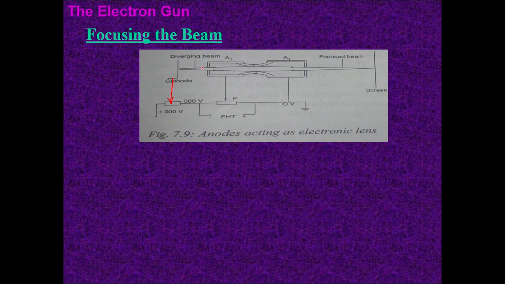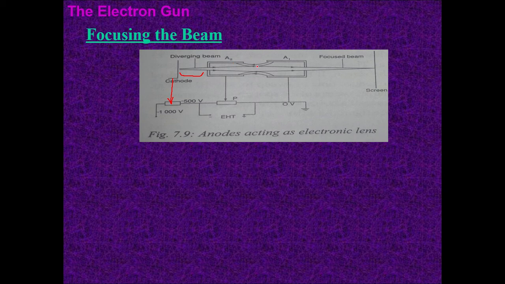notice that there's a diverging beam. Why a diverging beam? There's an electric field at this point, and the moment it attracts the electrons that have been released from the metal surface, they tend to move towards the anode. As they move, they are accelerated due to the electric field, so they gain kinetic energy towards the anode. As they move, A2 attracts them more.